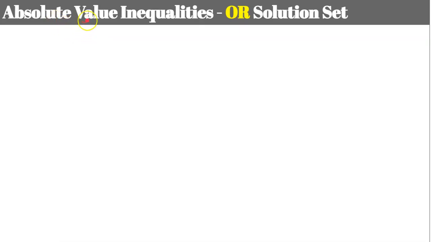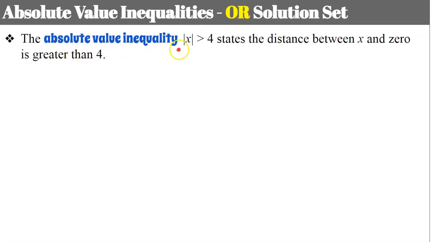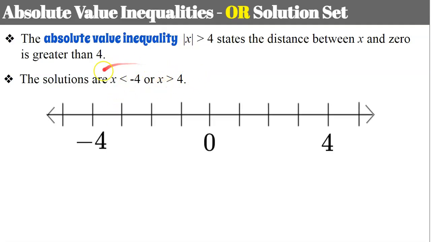Let's talk about the absolute value inequalities that have an OR solution set. The absolute value inequality, the absolute value of x is greater than 4, states that the distance between x and 0 is greater than 4. The solutions of this inequality, which we will get to soon, are that x is less than -4 or x is greater than 4. So trust me on this part, and I will show you how to solve this in a future slide. Let's first graph our solution set.